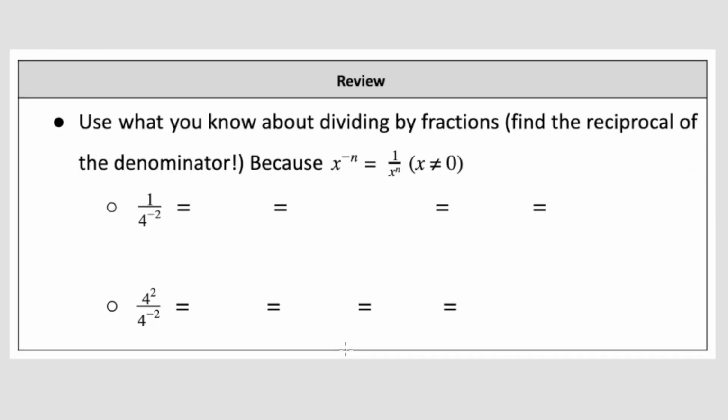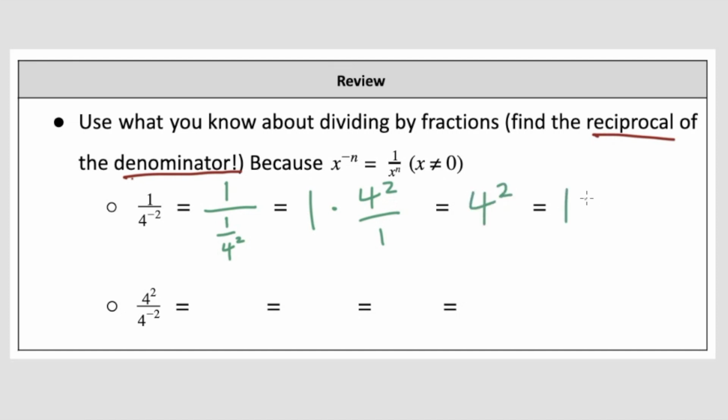And finally, I want you to use what you know about dividing by fractions. So finding the reciprocal of the denominator, as I just said, use it to solve these questions. For example, if you have 1 over 4 to the power of negative 2, that whole thing is equal to 1 over 1 over 4 to the power of 2. There's a lot of fractions inside here, so let's break it down. That's equal to 1 times 4 to the power of 2 over 1. Take the reciprocal of the denominator, 1 over 4 to the power of 2, to make it 4 to the power of 2 over 1. So that whole thing is just equal to 4 to the power of 2, which is equal to 16.